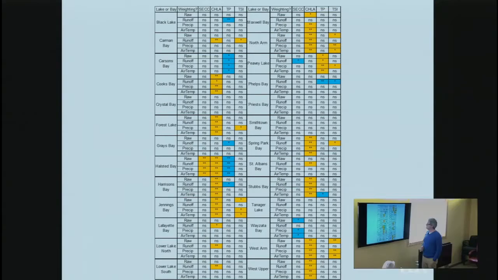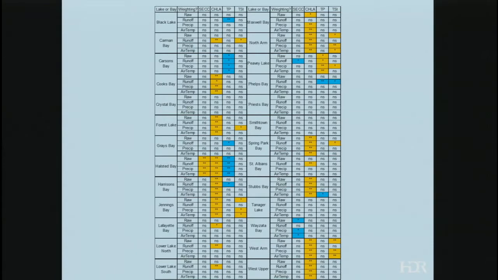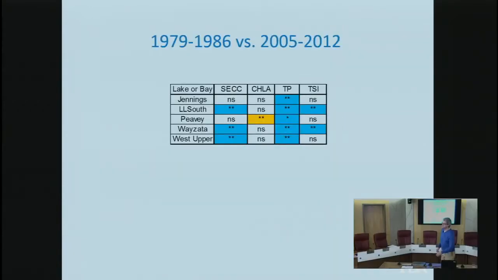And I don't see it in Jennings, which is kind of a weird bay because it has such high phosphorus in the first place, because it's kind of the terminus of Painter Creek. So that's leading into some work that I'm doing right now, and I'll talk about that in a little bit. We're pretty close to finishing up here.